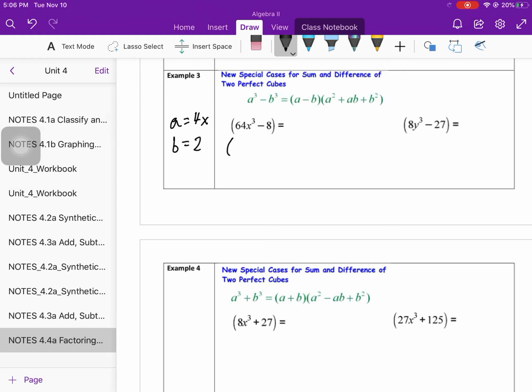Now what we're going to do is we're going to fill those in to this side of the equation. So A minus B is going to be 4x, because that's our A, minus B is 2. We're just substituting those out. Now we get to A squared, so that's going to be 4x squared plus 4x times 2, because it's A times B, plus B squared, which is going to be 2 squared. Now we just have to simplify. So 4x minus 2. Now we have to do this part here.